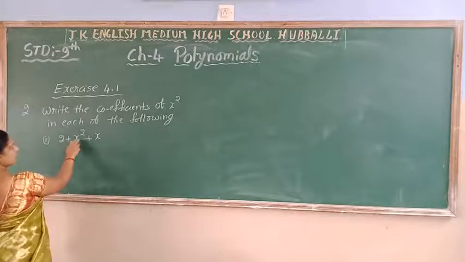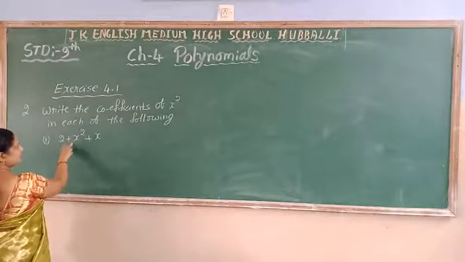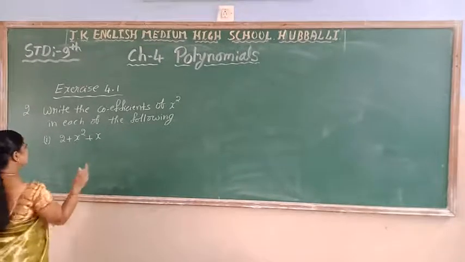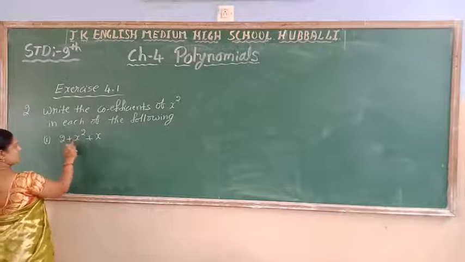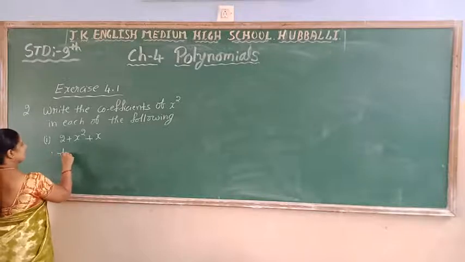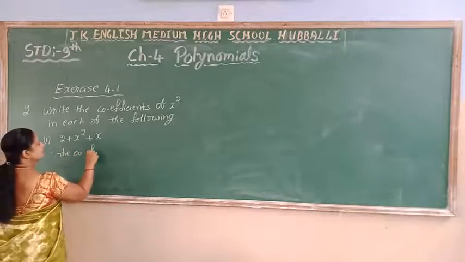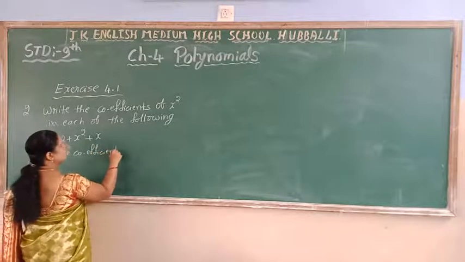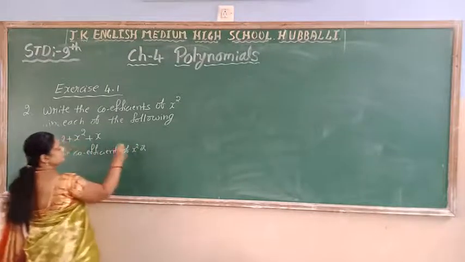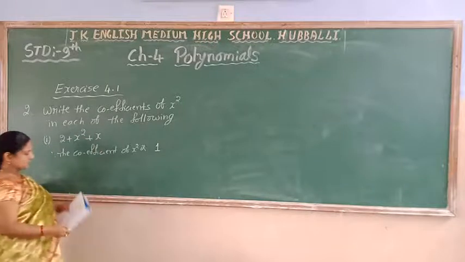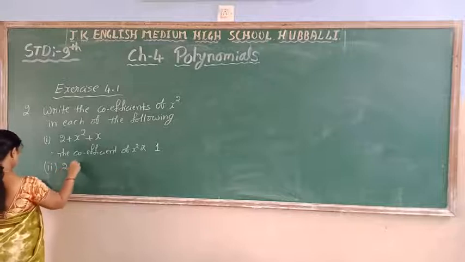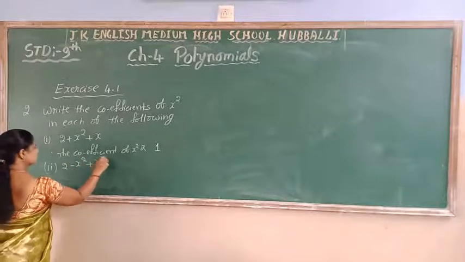So what is the coefficient of x square now? No number means it is understood one is there. So x square with x square, what value you get, that value you have to write. Therefore, the coefficient of x square is 1 here.